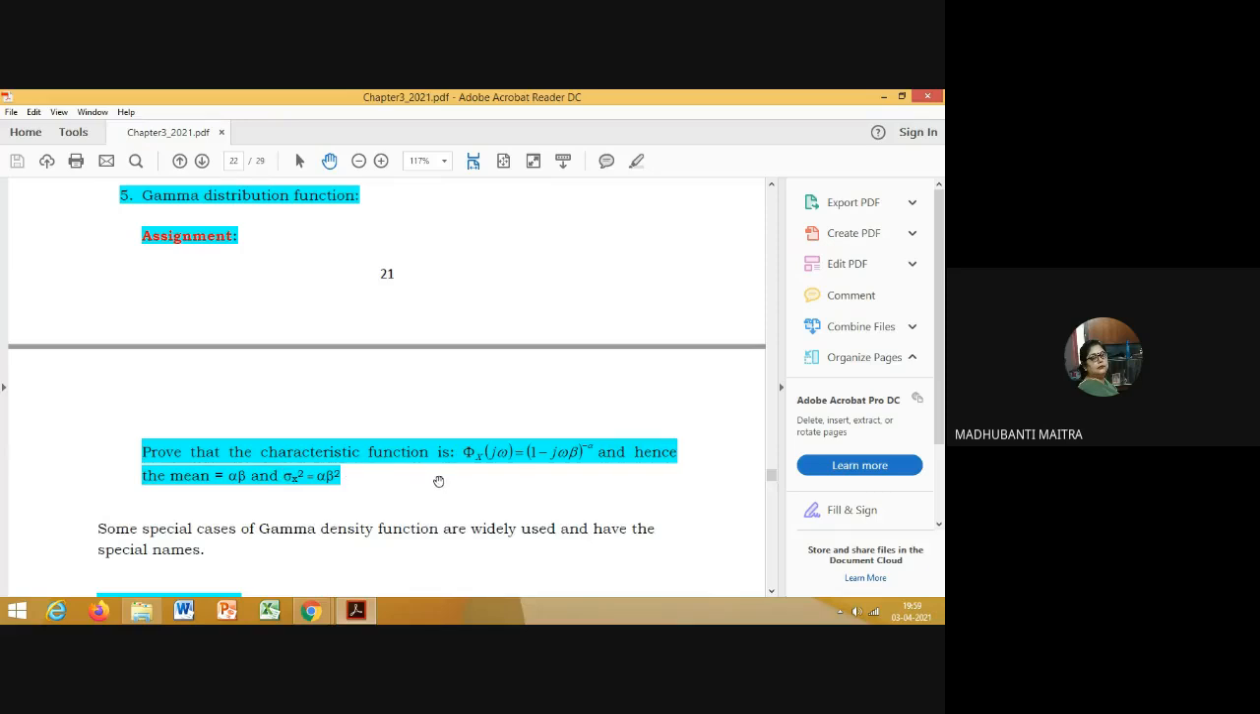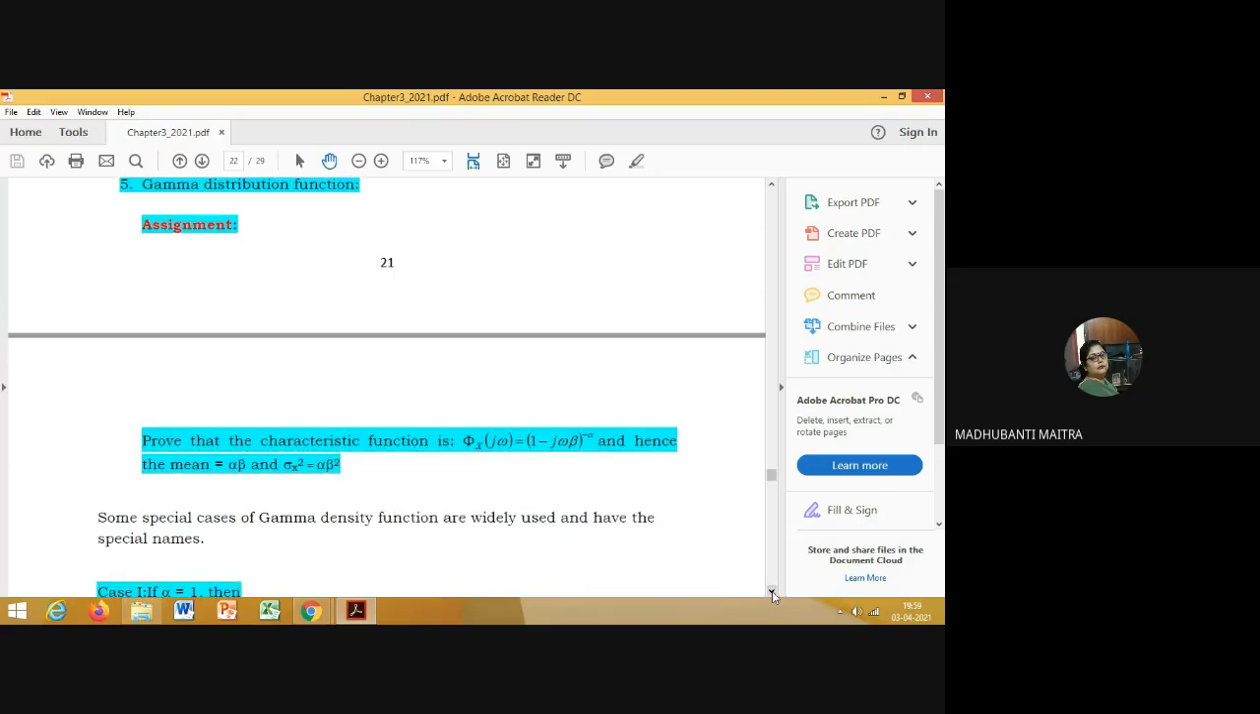Prove that the characteristic function is given by phi x of j omega, which is equal to (1 minus j omega beta) to the power minus alpha. So we have to prove that. And hence find out the mean and variance. The mean value will be equal to alpha into beta, and the variance will be equal to alpha into beta square. So that is your assignment.